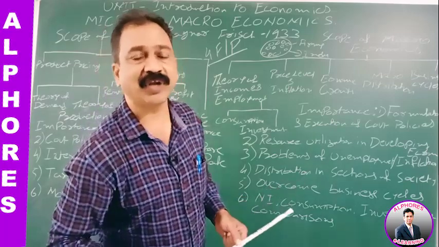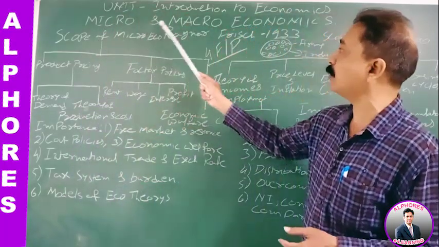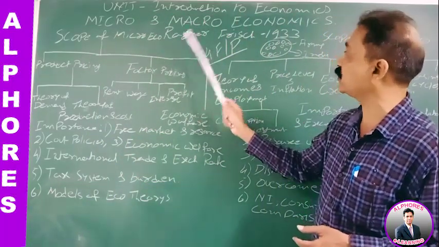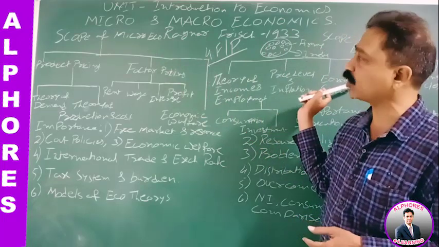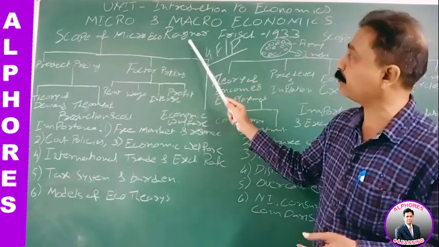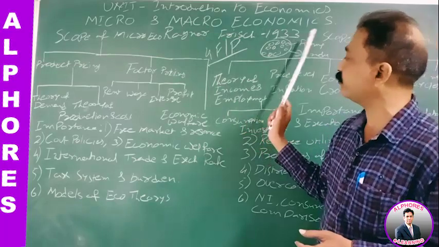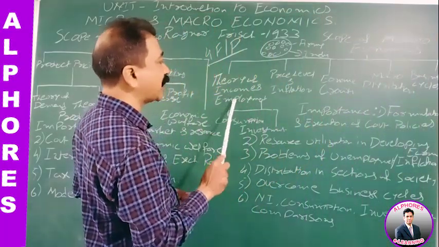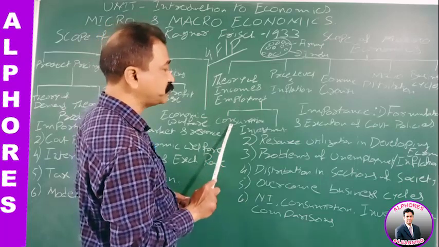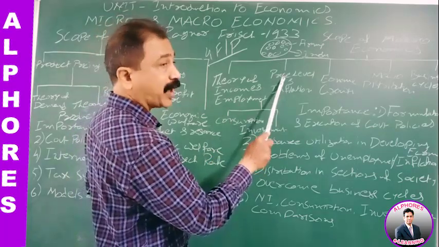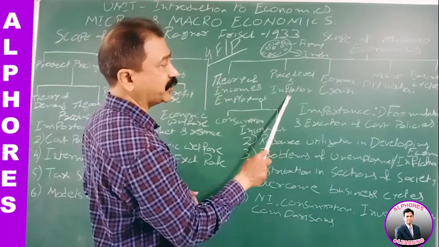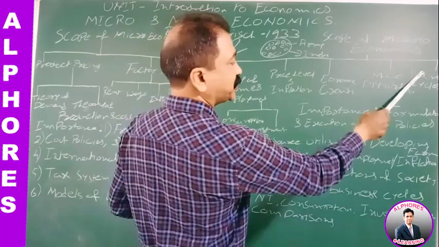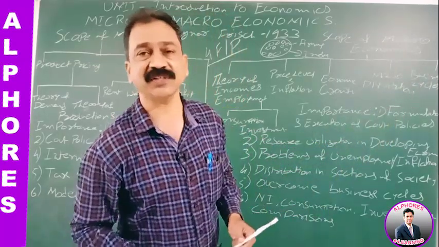With this, we will conclude today's lesson on micro and macro economics and the scope of microeconomics and macroeconomics, which was divided by Ragnar Frisch in 1933. In macroeconomics, we have seen the theory of income and employment. Under that, we have seen consumption and investment, aggregate price levels and inflation, economic growth, macro distribution and business cycles. With this, today's lesson is over.